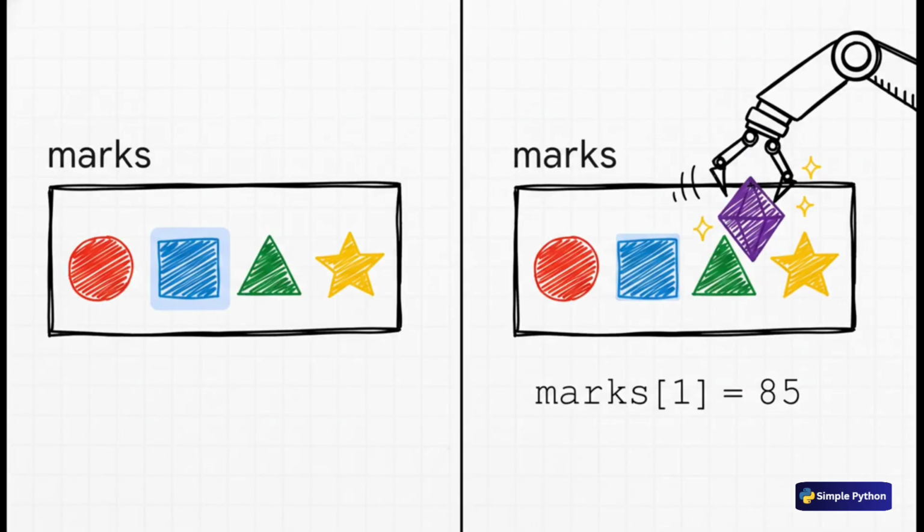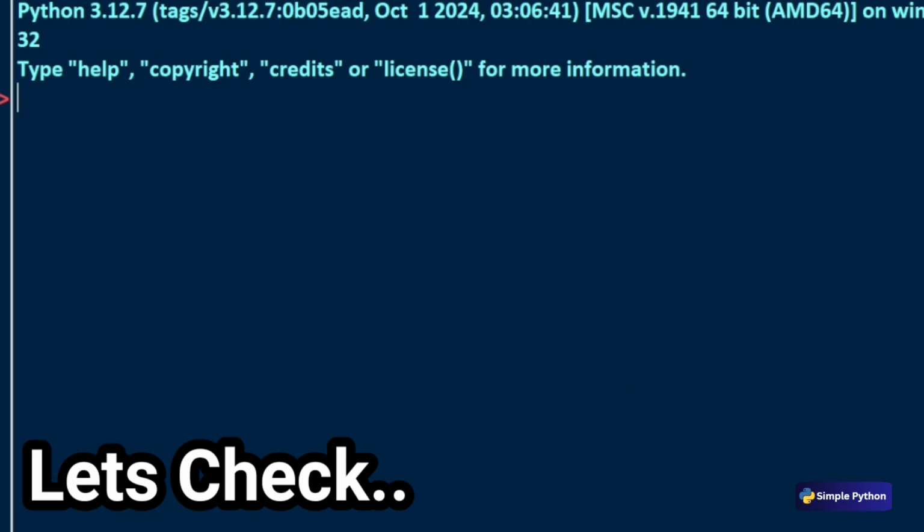And this right here, this is the real superpower of lists. They are mutable, which just means you can change them. See how we can just target the item at index 1 and swap it out for a completely new value? This is what makes lists so incredibly useful for any kind of data that you know is going to need updating.